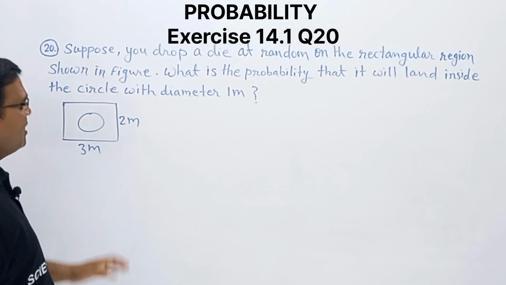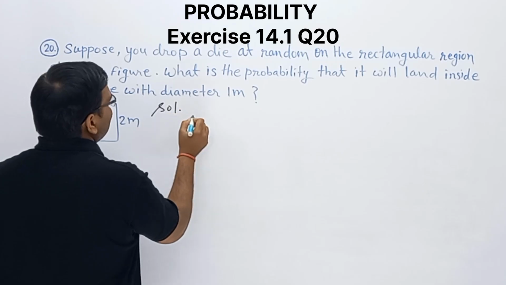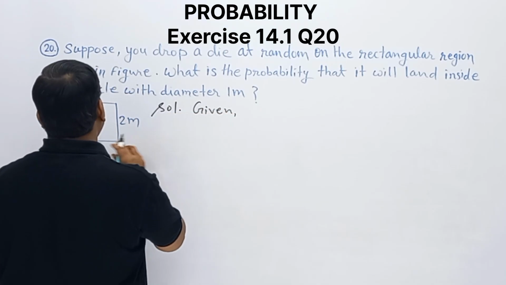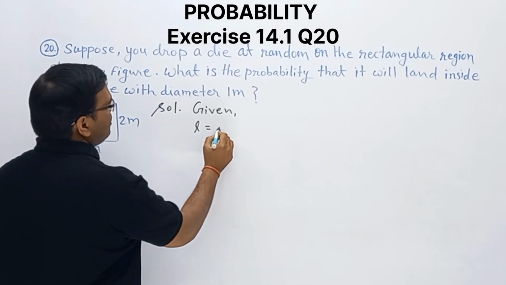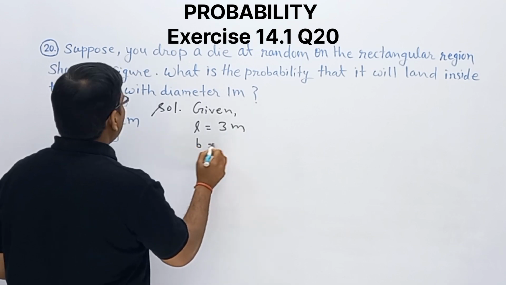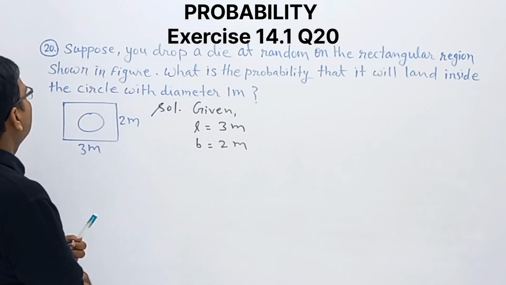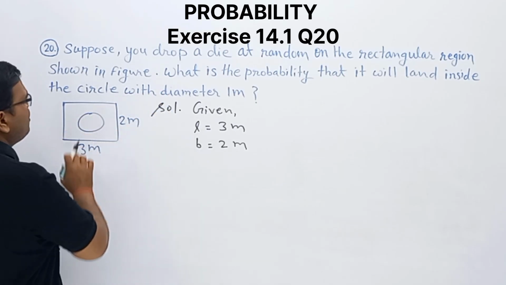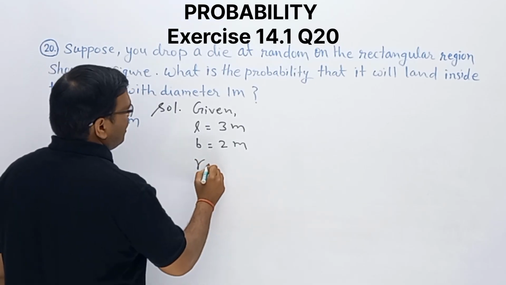We have one rectangle. So what about its solution? Given: length of the rectangle L is 3 meter. Breadth of the rectangle is 2 meter. Another thing we have is the circle with diameter 1 meter. So the radius of the circle R equals what?